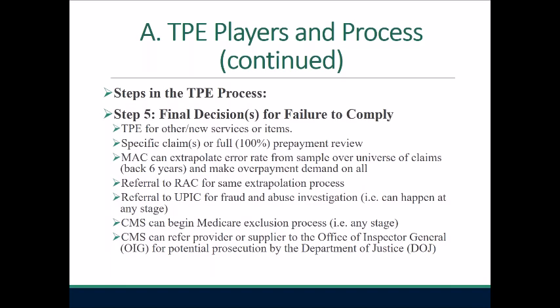CMS can refer providers or suppliers to the Office of Inspector General, the OIG, for potential prosecution by the Department of Justice. And all you have to do is Google healthcare fraud, and there's a lot of cases out there right now.